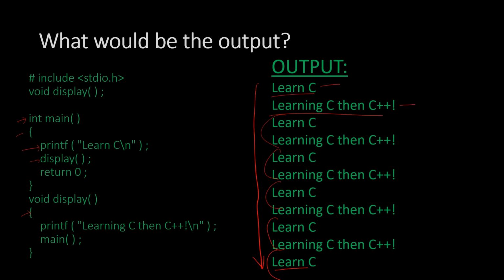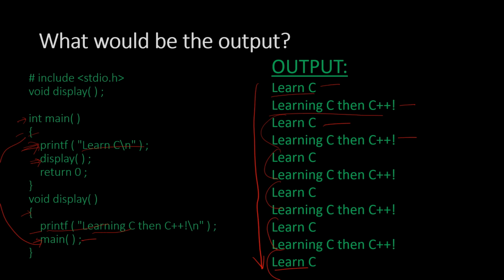Then we see the next statement after this printf is main, so we are calling back this main function. The control comes back here once again and printf gets executed once again. That's how this statement gets printed. Then the next statement is display, calling back this function once again. The control comes back here, this printf gets executed again. Then again the main function gets called. So basically this keeps happening in a loop.